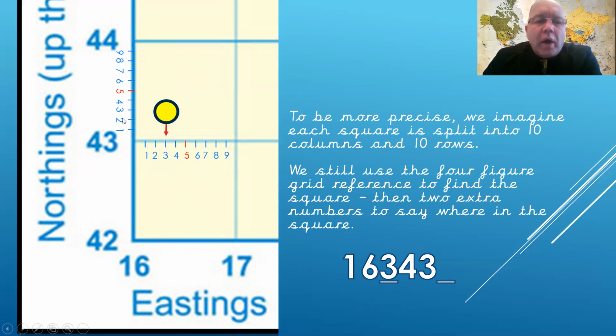Good. Right, what about the northing? We know it's in 43, but 43 what? 43.1, 43.2, 3, 4, 5, 6, and so on. Again, if we imagine from the center, it's going to come out roughly at 3. So again, our missing number is 3, by coincidence.